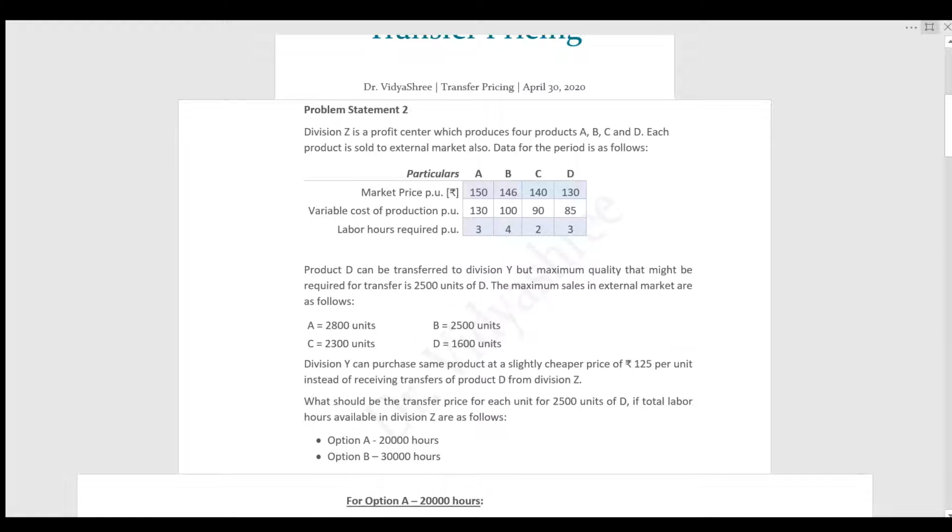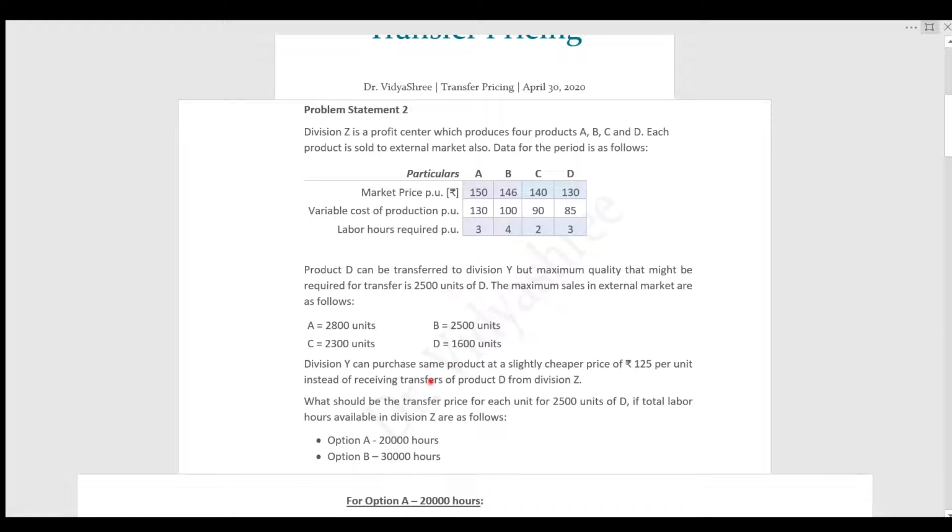Well, product D can be transferred to division Y, but the maximum quantity that might be required for transfer is 2500 units of D. That is, product D can be transferred from division Z to division Y. The requirement of division Y is 2500 units of D. The maximum sales for the external market is given for all the 4 products, that is A 2800, B, C, D. So let me repeat: division Y is asking for 2500 units of product D from division Z.